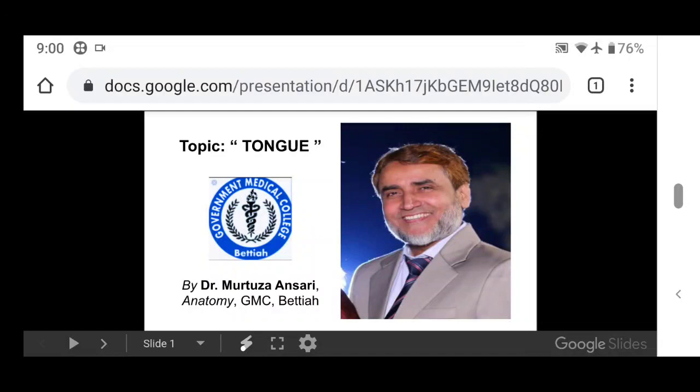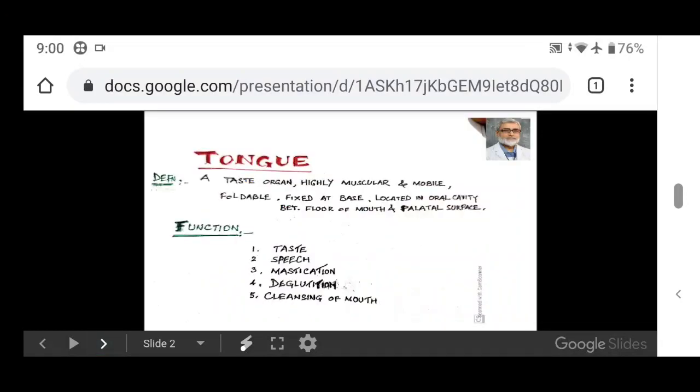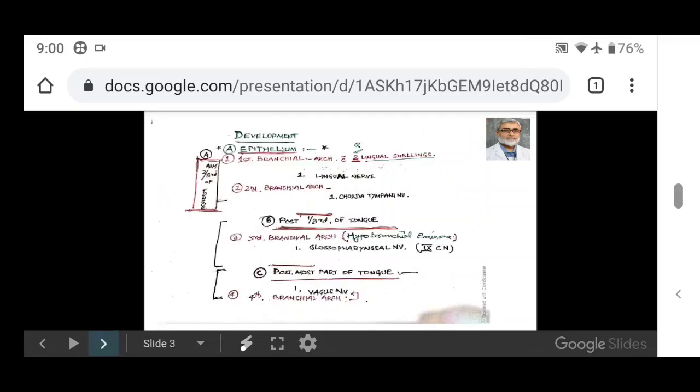Important functions of the tongue, as you can see here, are taste, speech, mastication, deglutition and cleansing of the mouth. Next page, regarding the development of the epithelium.